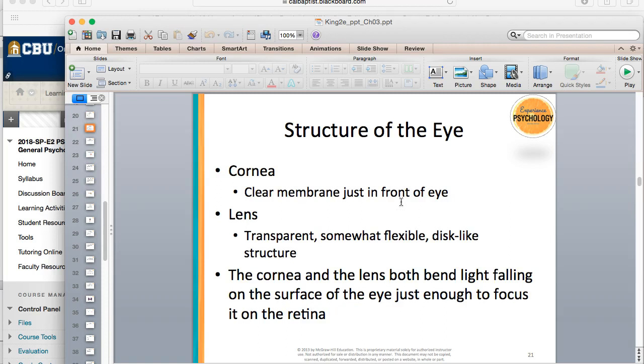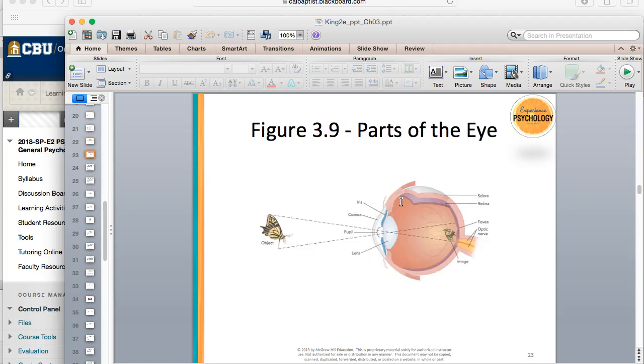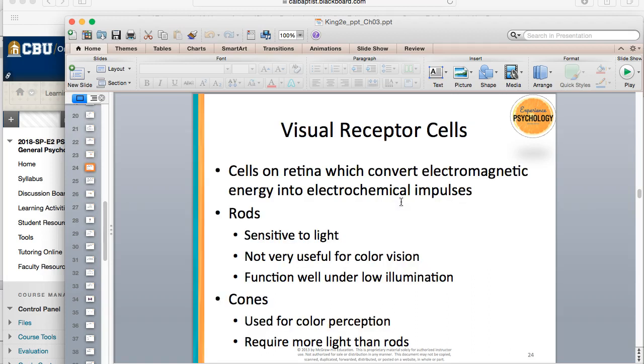The cornea is the clear membrane just in front of the eye. Your lens is a transparent, somewhat flexible, disc-like structure. The cornea and the lens both bend light falling on the surface of the eye just enough to focus it on the retina. So it has a huge part in your vision. And the retina is a multi-layered, light-sensitive surface at the back of the eye that converts visual stimuli to neural impulses. And this is just an overview, a figure of what I just talked about, so you can compare on this diagram which part is what.